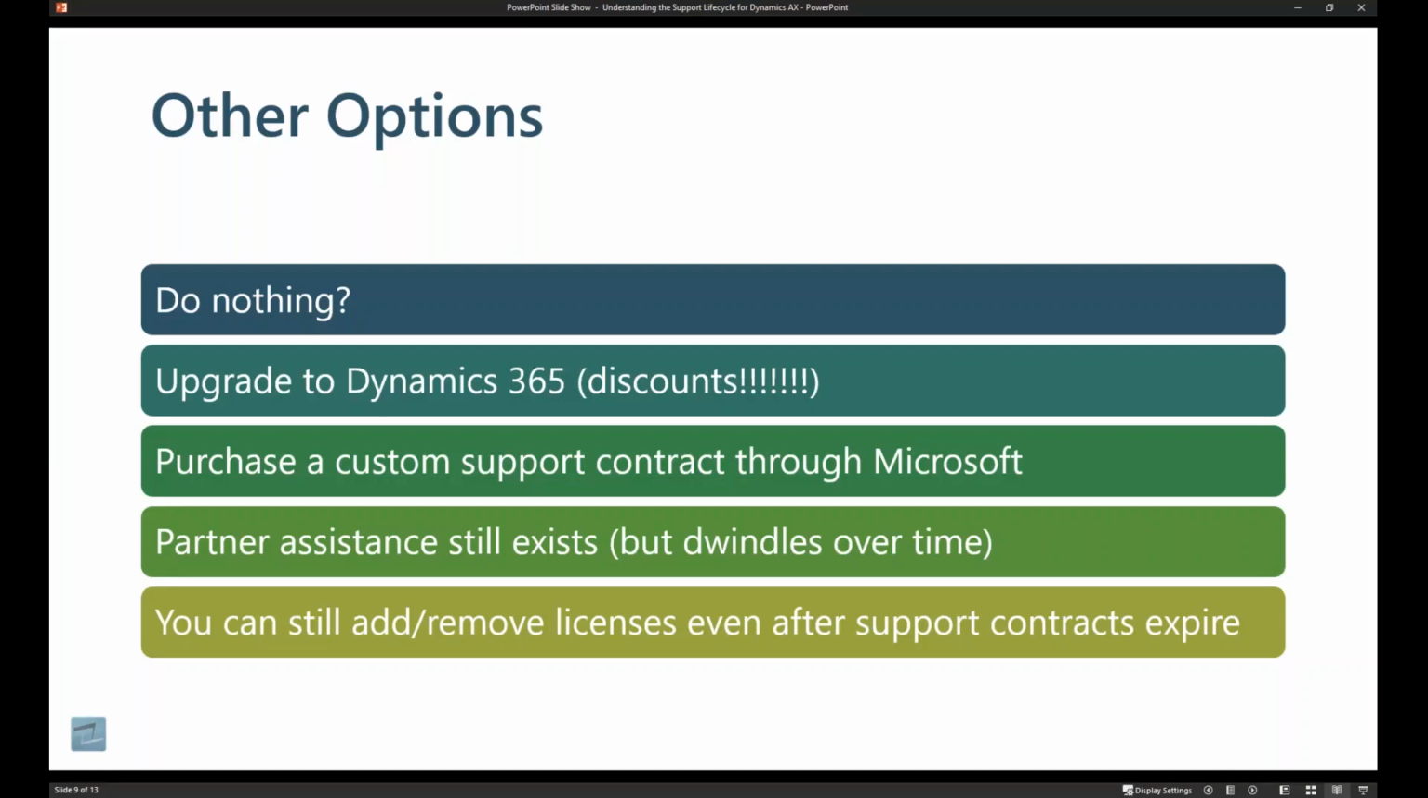You can also purchase custom support contracts through Microsoft. Don't expect those to be cheap though. They are going to be extraordinarily expensive, but it is an option. So if you are an extremely large organization and you know that the risk of changing platforms exceeds what that cost could be, we can talk with Microsoft and come up with some type of custom support contract that's specific to your organization.